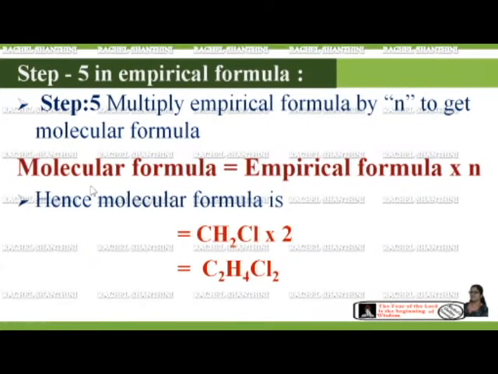Finally, in step 5, we are going to determine the molecular formula for this compound. We know the expression: molecular formula is equal to empirical formula into n. Just now we found the value of n is 2. So we know that the empirical formula of this compound is CH2Cl. When we multiply CH2Cl into 2, we get the molecular formula. 2 into 1 carbon, C2, 2 into 2 hydrogen atoms, H4, and 2 into 1 chlorine atom, Cl2. So C2H4Cl2 is the molecular formula for this compound.